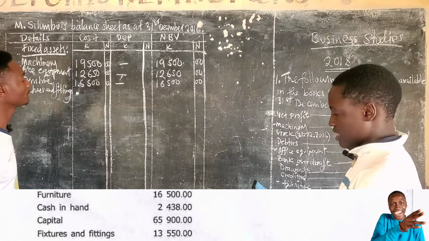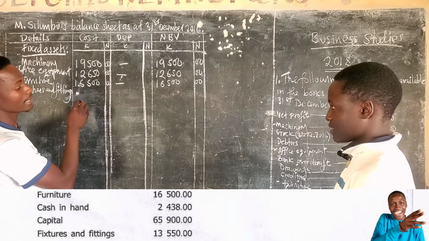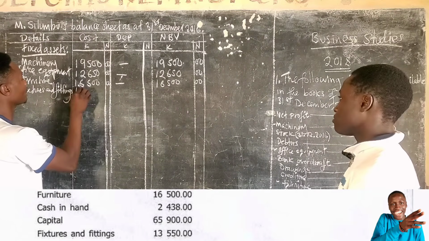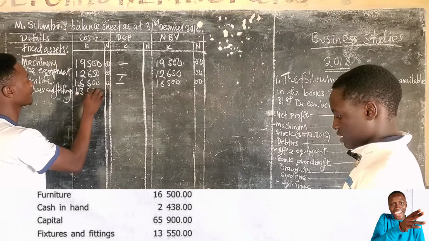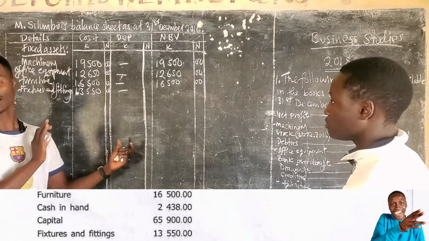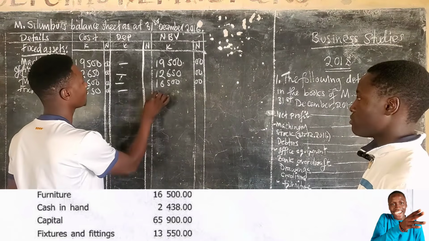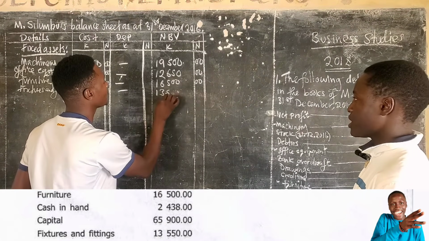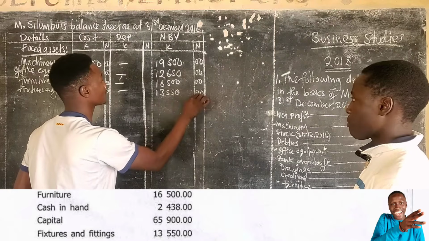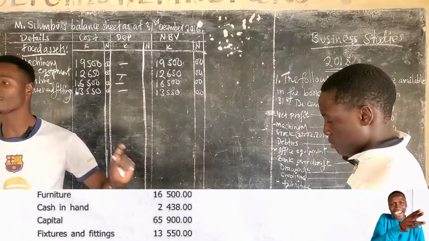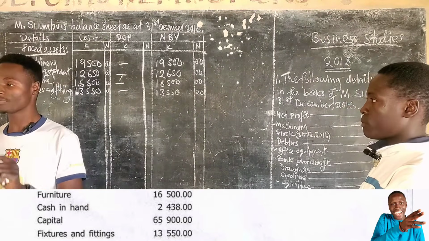Fixtures and fittings. How much? 13,550. Yes. For someone to be adding, you should be adding so that you don't waste time. 13,550. Now we are done with the fixed assets.